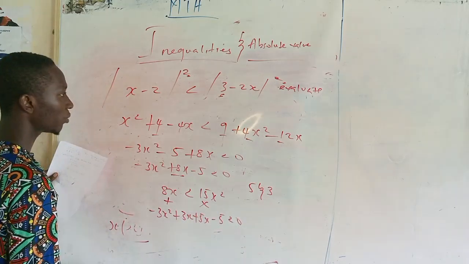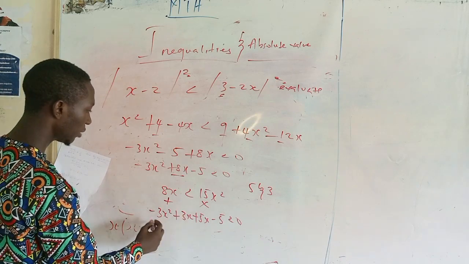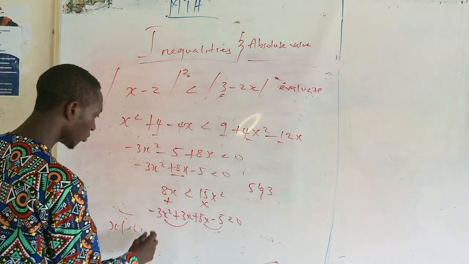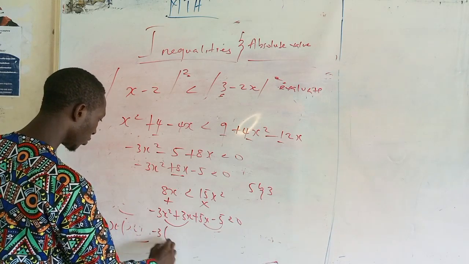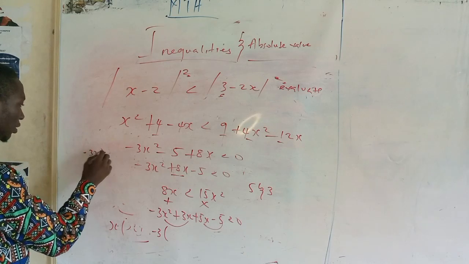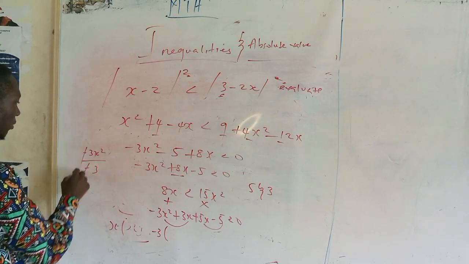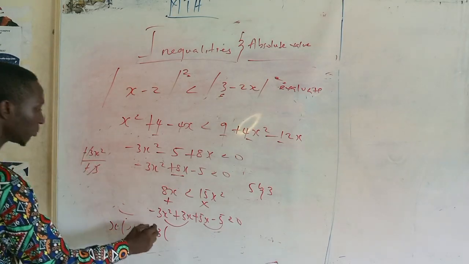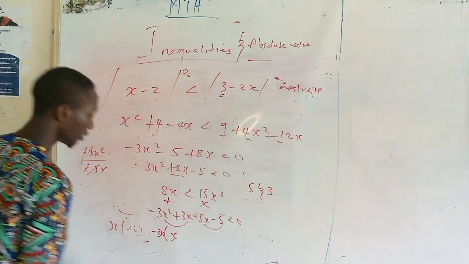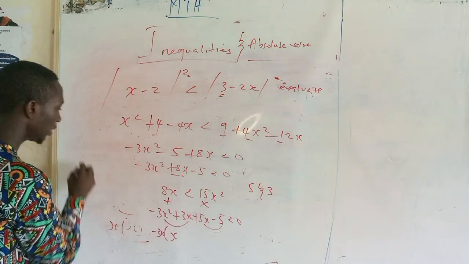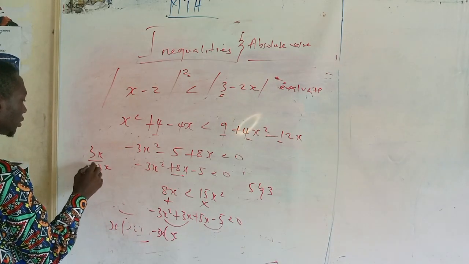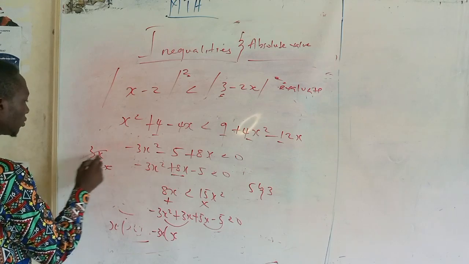So we continue solving. You group this in twos. What's common here? Minus 3x is common. So you divide both terms by minus 3x. So minus 3x squared divided by minus 3x, x cancels x, you are left with x. Divide this 3x by minus 3x, 3x cancels 3x, you are left with minus 1.